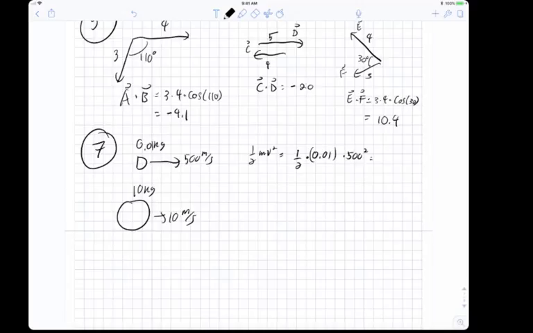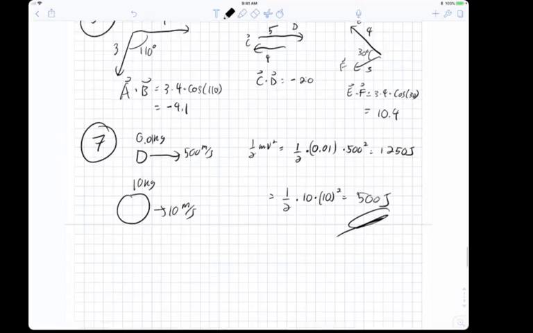I think this is probably going to be a bigger number. 500 times 500 times 0.01 divided by 2. 1250 joules. In this case, it's 1/2 times 10 times 10 squared. 500 joules. Oh look, there's less energy in the bowling ball. Even though the bowling ball is super heavy.